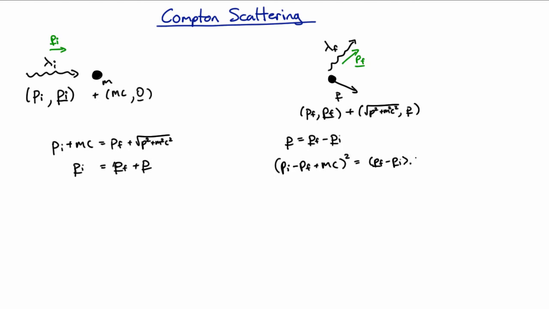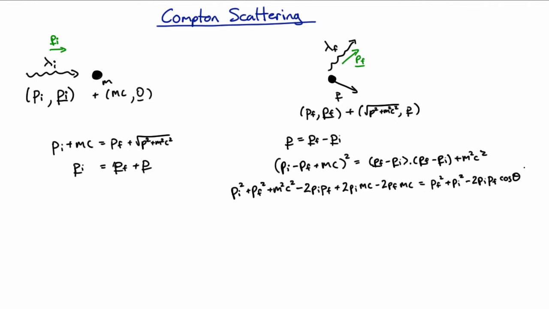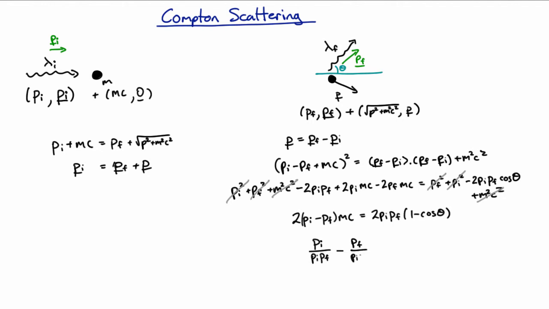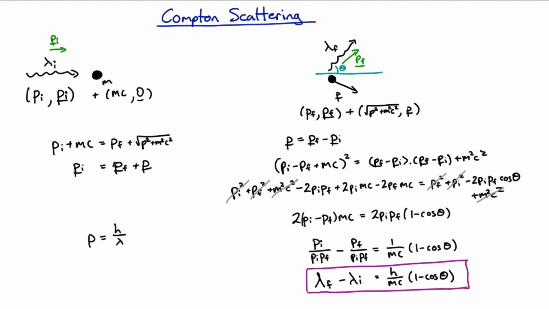So p squared is just the dot product of p with itself. I've introduced here the angle between the momentum here and the final momentum of the photon. And so now we can cancel terms that are identical, and we're left with this. At this point, we recall that for a photon, the momentum is related to the wavelength in a very simple way. And we end up with a scattering formula that relates the wavelengths of the two photons to the scattering angle, and that's what Compton verified experimentally.